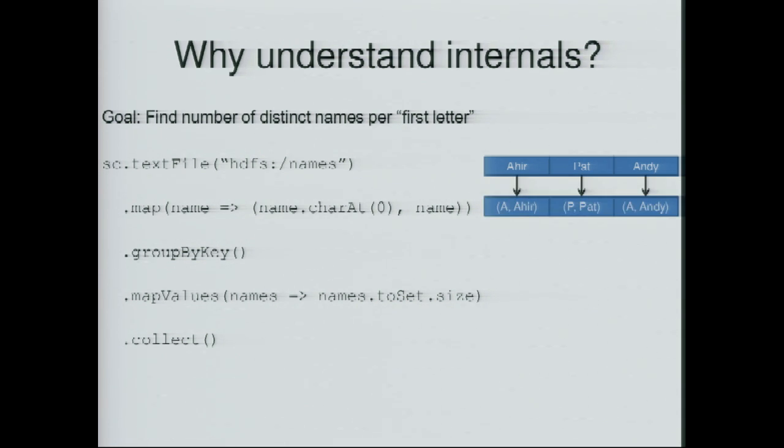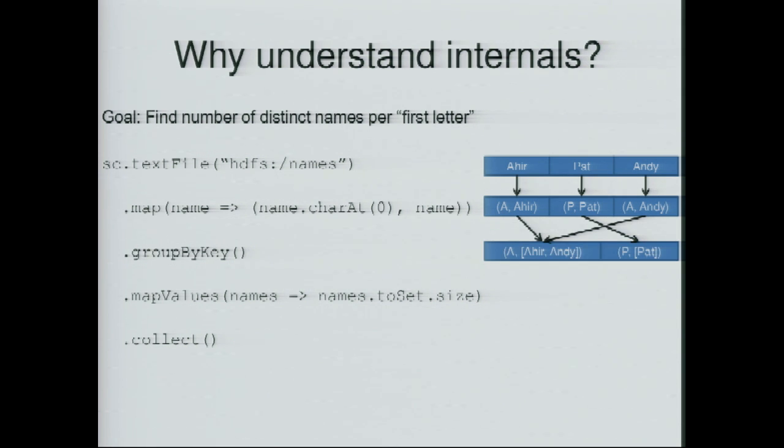And then the first thing we do is we make a pair of them. We take the first letter, comma, the name. Spark inherently interprets this as a key value pair. So this is the key A with Ahir, P with Pat. By the way, I tried to do Patrick first, but I stuck with Pat instead, who gave the first talk, because it's shorter and it fit on the slides.